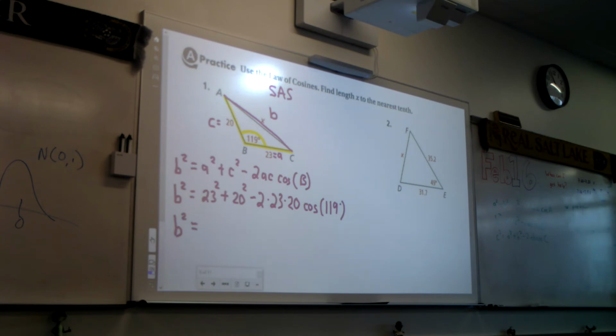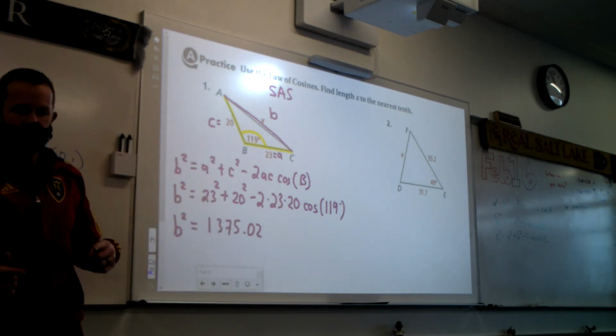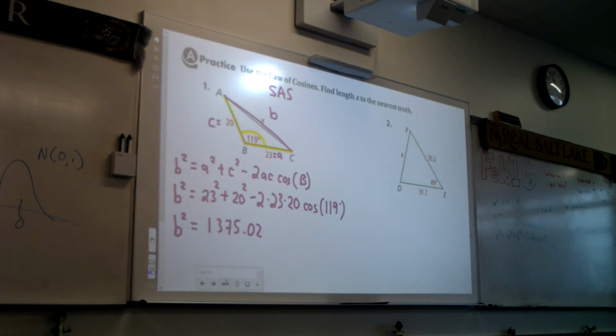Melissa, will you tell me what you got? I got 1375.02. Is there someone who can confirm that? Yes. That's what you guys got too? Great. Is that my answer? No. That's B squared. And I don't want B squared, I just want plain old B.